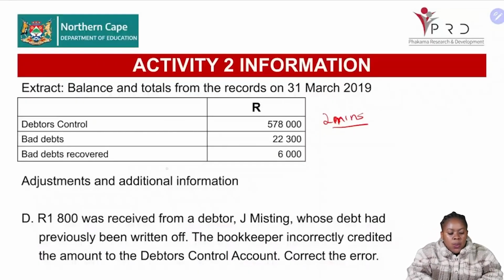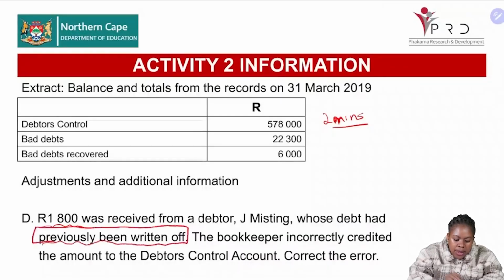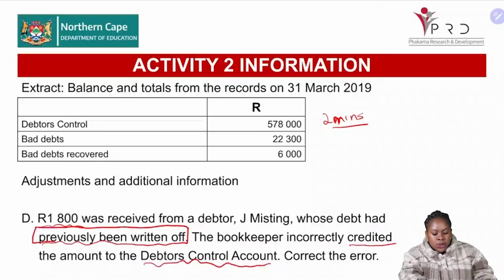So over here, we are looking at our trial balance. We've got the debtors control, bad debts, and bad debts recovered, right? And then the adjustments says the following, or additional information. 1,800 was received from a debtor, J. Misting, whose debt had previously been written off, okay? The bookkeeper incorrectly credited the amount in the debtors control account. So this is an error. It was recorded, but the bookkeeper made an error. So what do we need to do to correct this error?